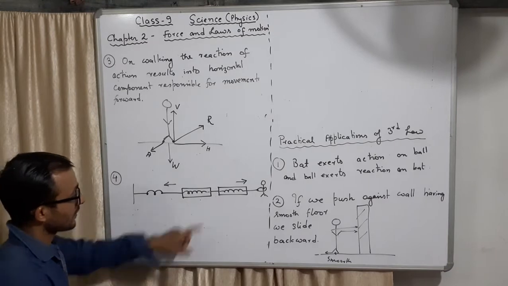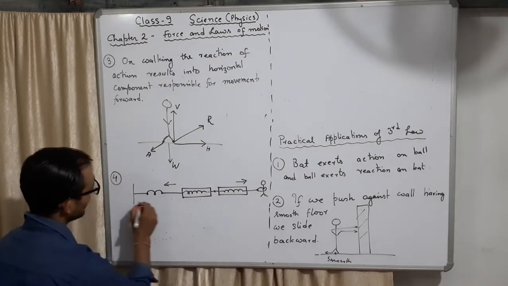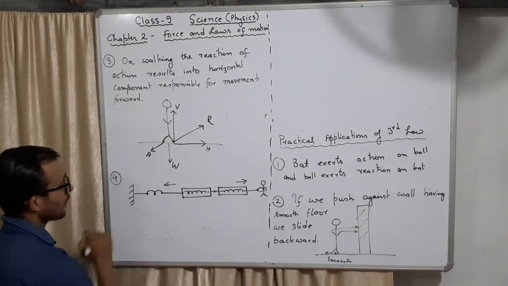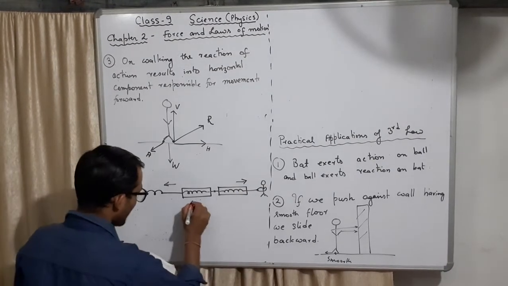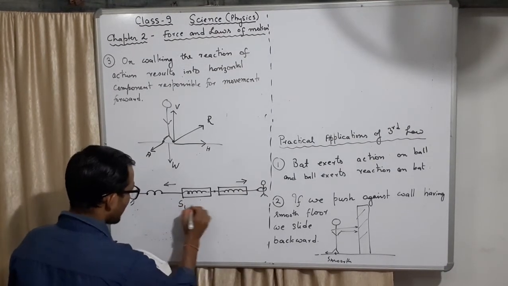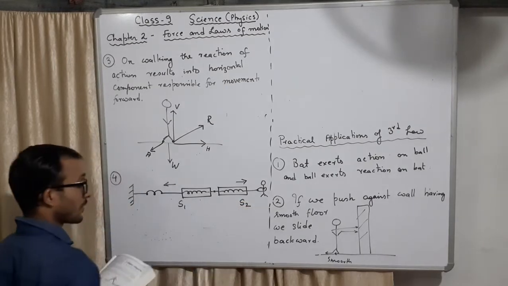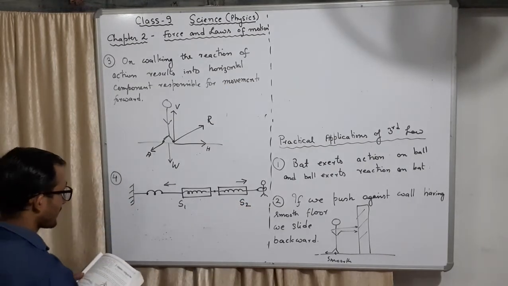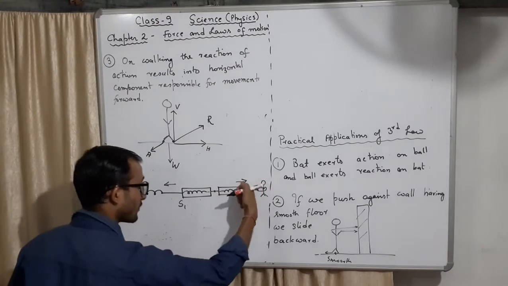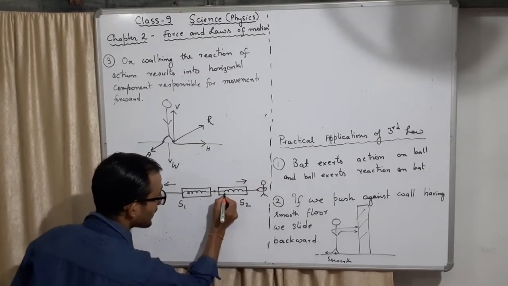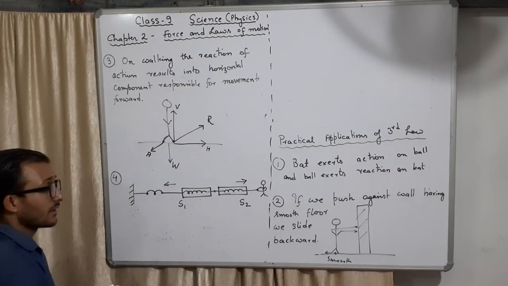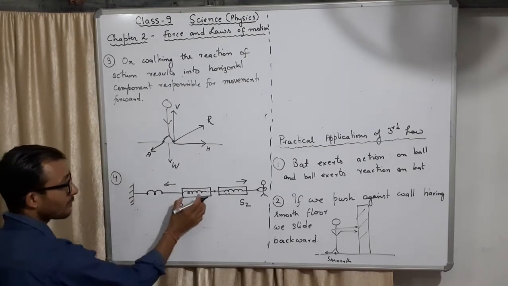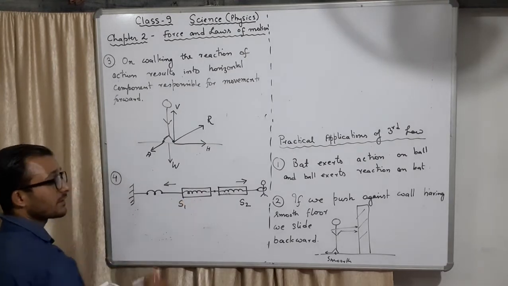Here there are 2 things attached together, and it is on a wall. On the wall, you are pulling it from this direction. What will happen here? This is S1, this is S2, spring 1, spring 2. Now look here, if you are pulling this with 5 Newton force, here you will see the reading is 5. And if you ask someone to observe here, you'll also find 5 is coming.